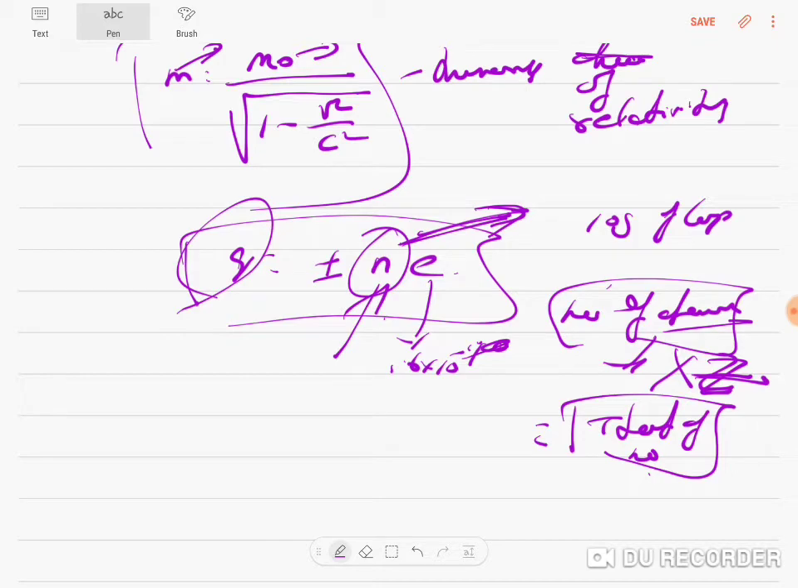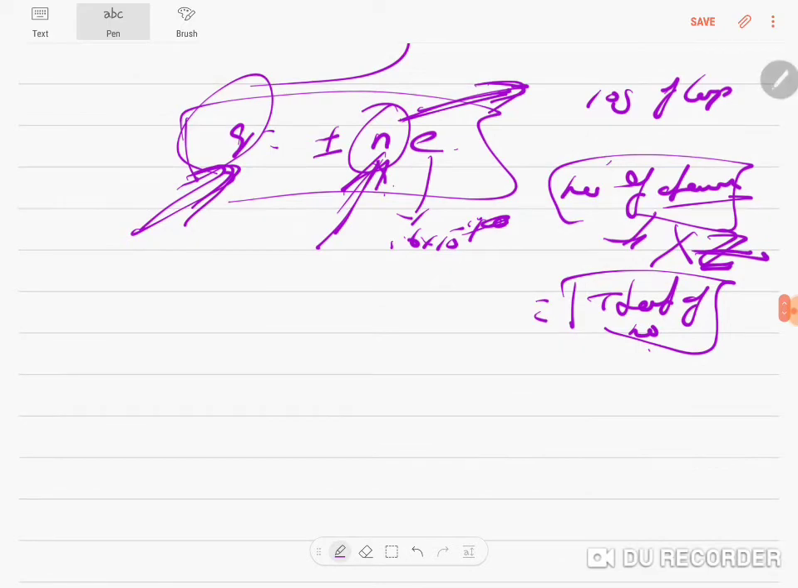So that's about it. And we also dealt with some problems where they had given you the total charge and want you to find the number of charged particles. Just divide it by 1.6 into 10 to the power minus 19. You immediately get the number of charged particles in that case. Okay.